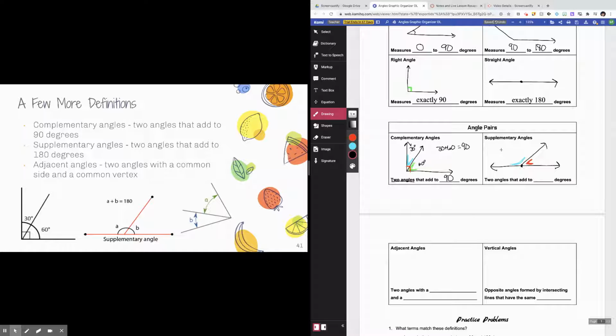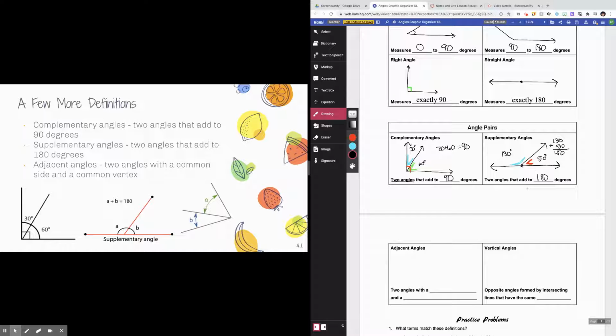So let's say, for example, this angle right here was 130 degrees, and then the red one on this side was 50 degrees. Well, if I add those together, 130 plus 50, I get 180. And you can see that they physically make a straight line. So, two angles that add to 180 degrees.